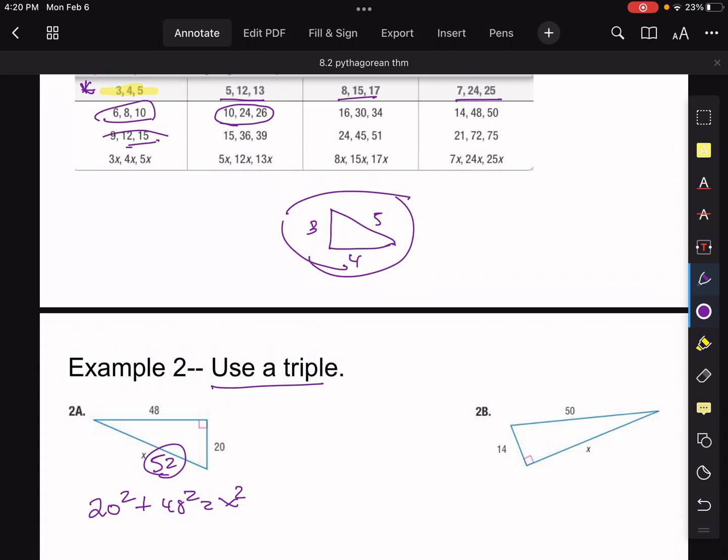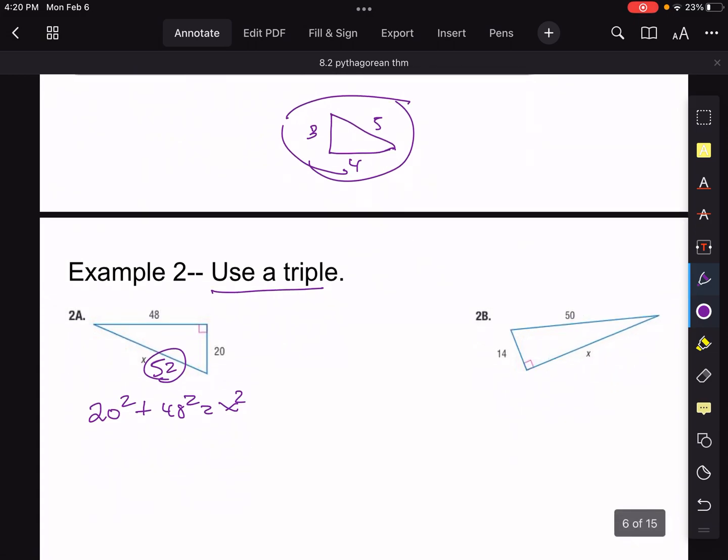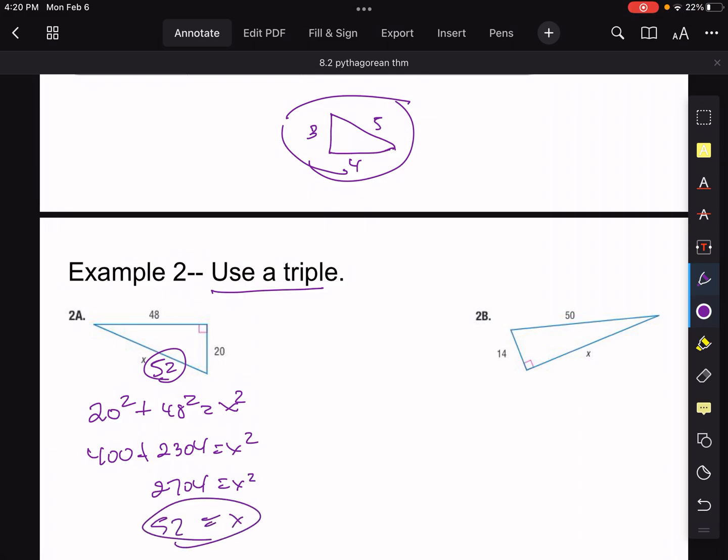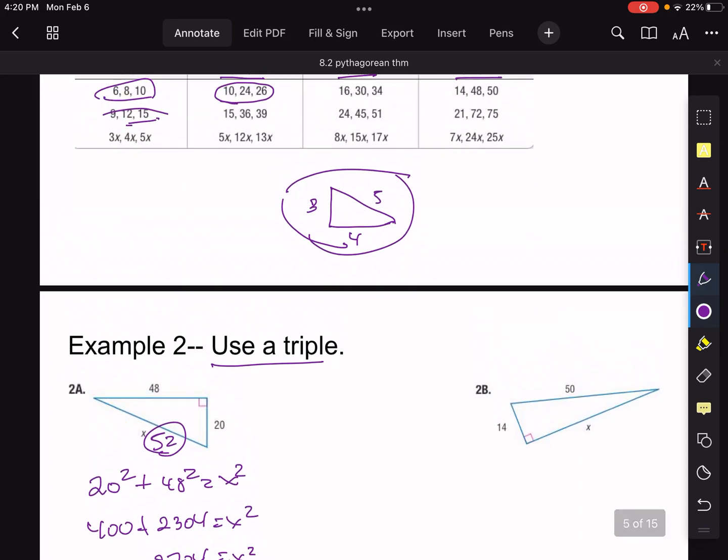And again, you can confirm that on your calculator, which I guess I'll do for this one, and then 2b I'll kind of let you do on your own. So if you did 20 squared, you'd end up with 400. If you did 48 squared, you would end up with 2,304. Okay, if you add those together, you end up with 2,704. And if you take the square root of that, you end up with 52. Okay, so saves you all these steps if you just know the triple.